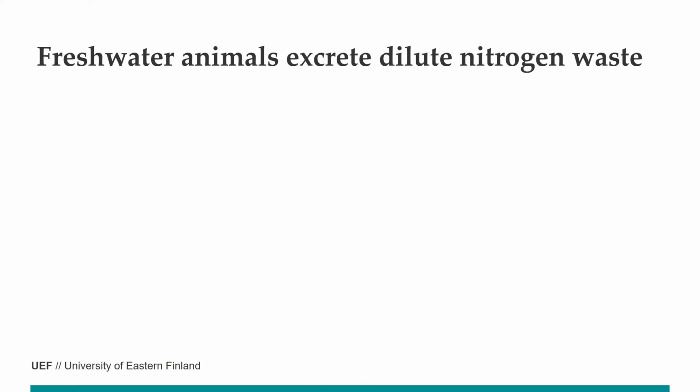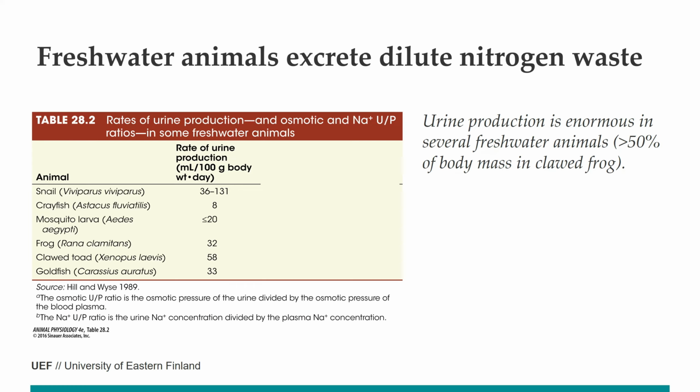Okay, and we also have nitrogen waste, and we got to get rid of it. So in these freshwater animals, typically they are peeing all the time. Cloud toad is producing 60 milliliters per 100 gram of the animal urine. So it's peeing half of its body mass every day.